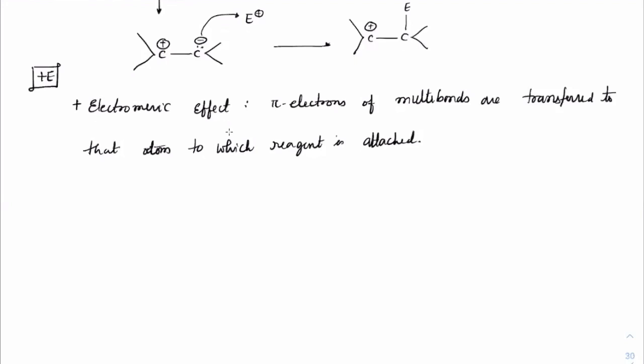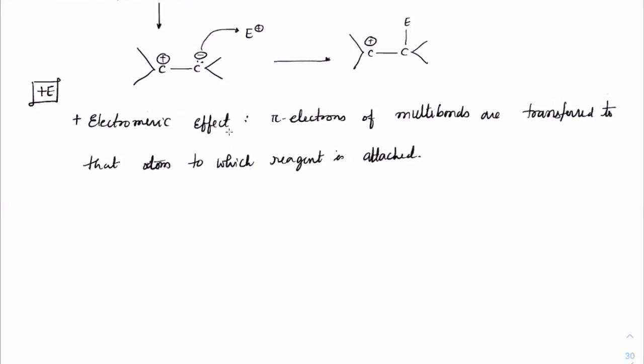When do we see it as a minus E effect? That would happen away from the main chain. For example, if you have C double bond O, and this is the main chain, this is a keto group. Originally there is some amount of delta positive and delta negative, like this.